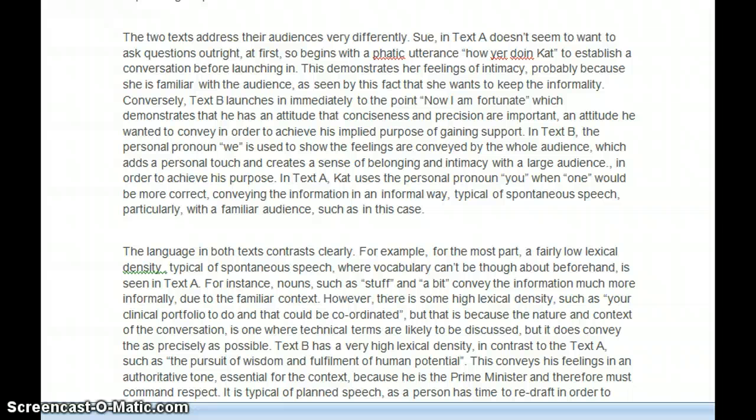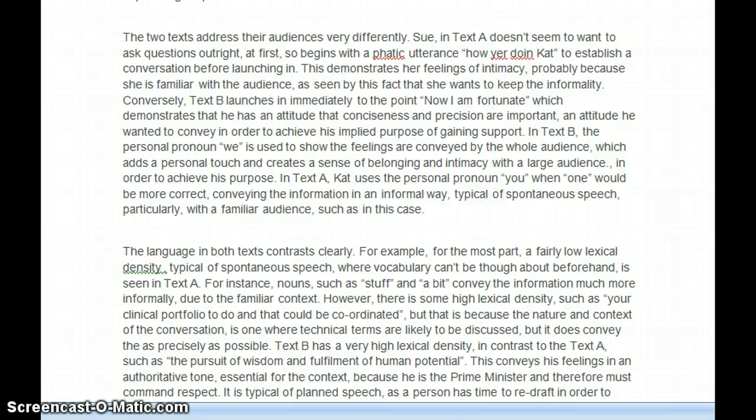Text B launches in immediately to the point, "Now I am fortunate," which demonstrates that he has an attitude that, I don't know what, conciseness and precision are important. Conciseness? That's a bit of a strange word. An attitude he wanted to convey in order to achieve his implied purpose of gaining support. It's not really that clear how the personal pronoun I or that phrase gains support. It's not being explained fully there.